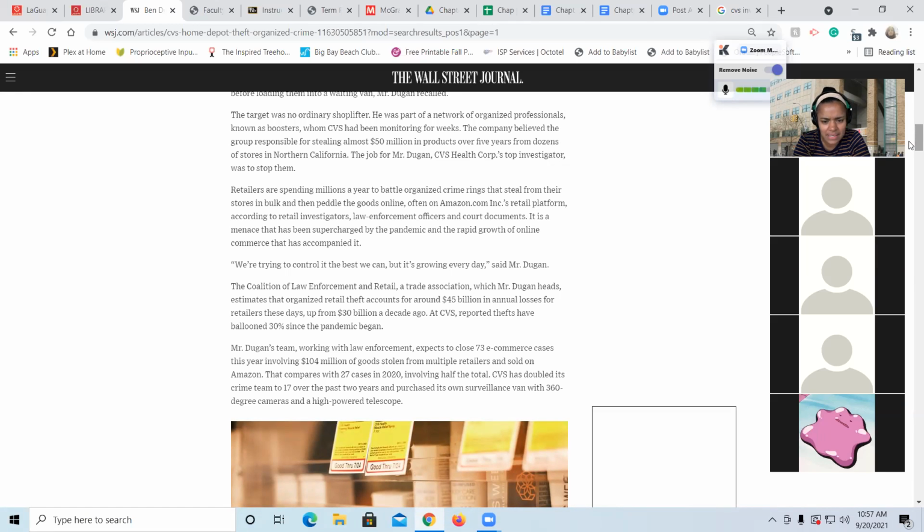It seems here that about 50 million in products was being stolen by one group in Northern California. He estimates that retail theft accounts for around 45 billion in annual losses for retailers, and that's up 50%. It was 30 billion a decade ago.